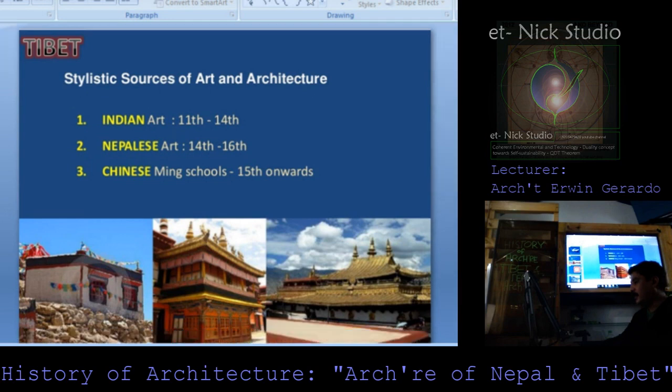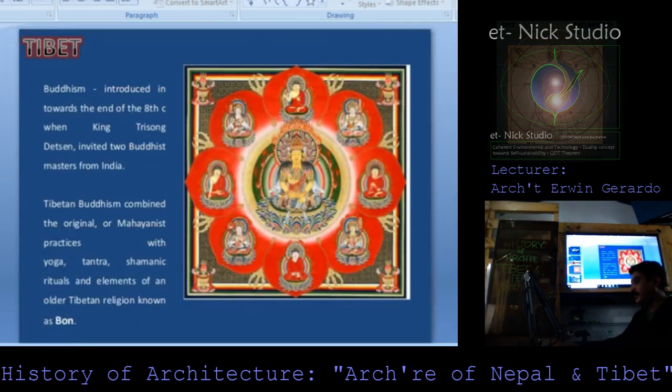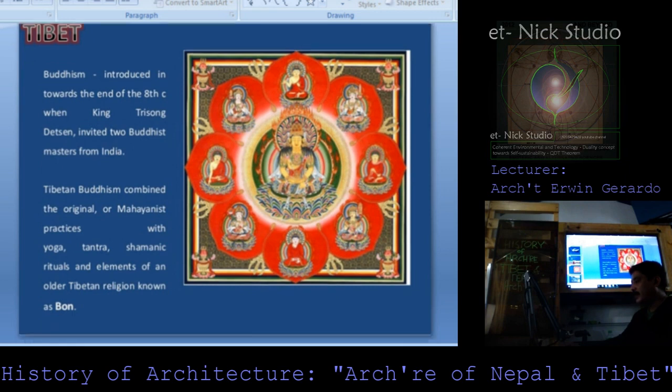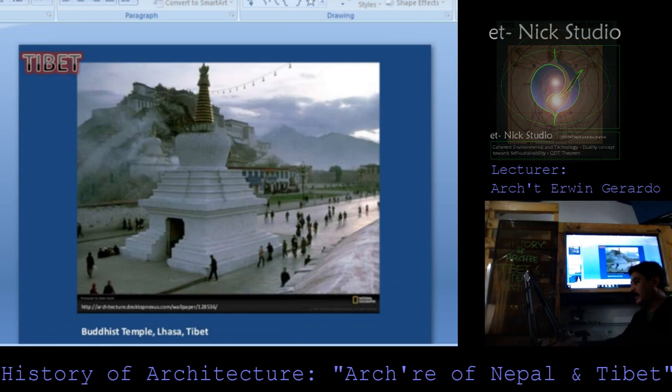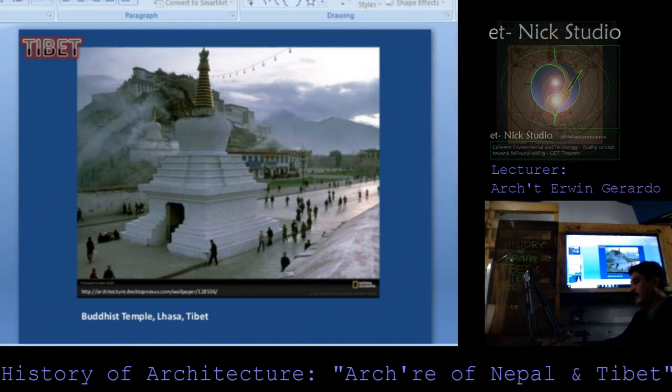from the 15th century onwards. Buddhism was introduced in Tibet towards the end of the 8th century, when King Trisong Detsen invited 2 Buddhist masters from India. Tibetan Buddhism combined the original Mahayanist practices with yoga, tantra, shamanic rituals, and elements of an older Tibetan religion known as Bon. This is a Buddhist temple found in Lhasa, Tibet.